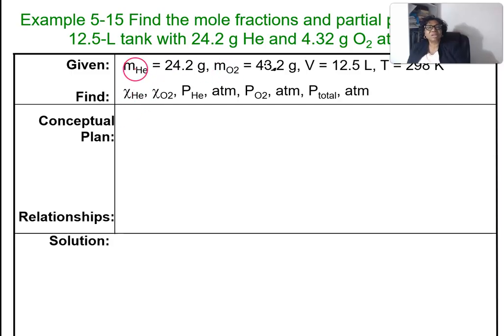So we have the mass of helium that's given. We have the mass of oxygen, 4.32 grams. We have the volume, the total volume of the tank, and the temperature. So we are going to find the mole fraction of helium, mole fraction of oxygen, then the partial pressure of helium and the partial pressure of oxygen. Then we are going to find the total pressure.